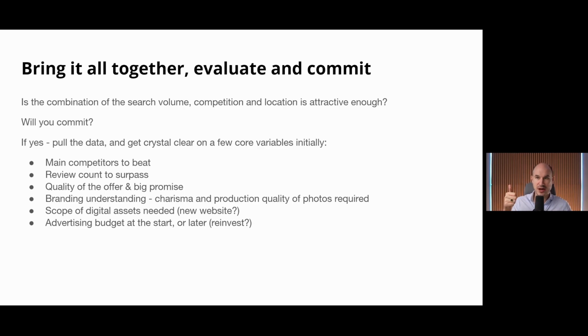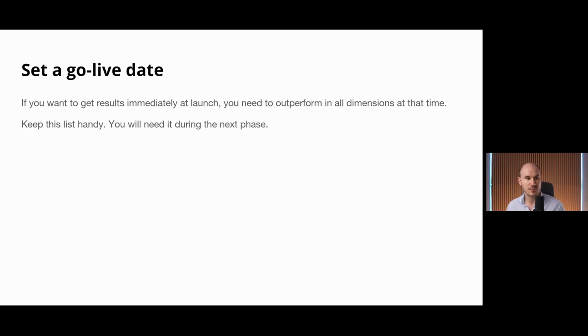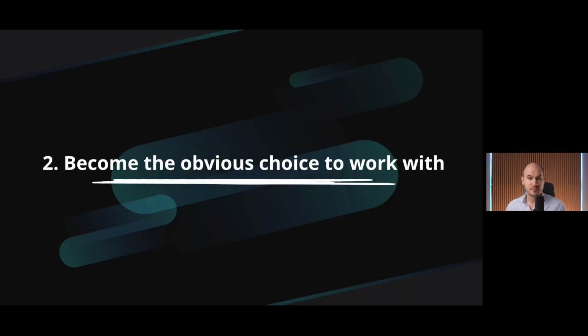Then make sure that you have all the numbers on how many reviews you need and the quality of the reviews that you should get and the quality of your offer. And maybe you need unique selling points and a big promise. Maybe you need to work on your brand. Maybe your website's a mess compared to theirs, and so on. Does that make sense? And maybe you need advertising budget. So we make a little map based on the competitors and the local market, and that becomes the execution plan. You set a go live date one or two months out, and off you go.